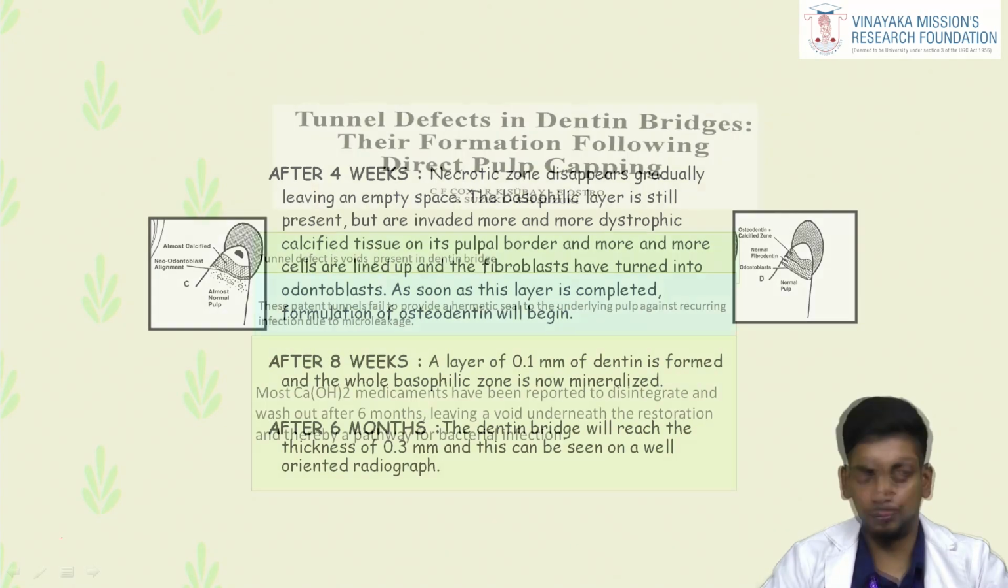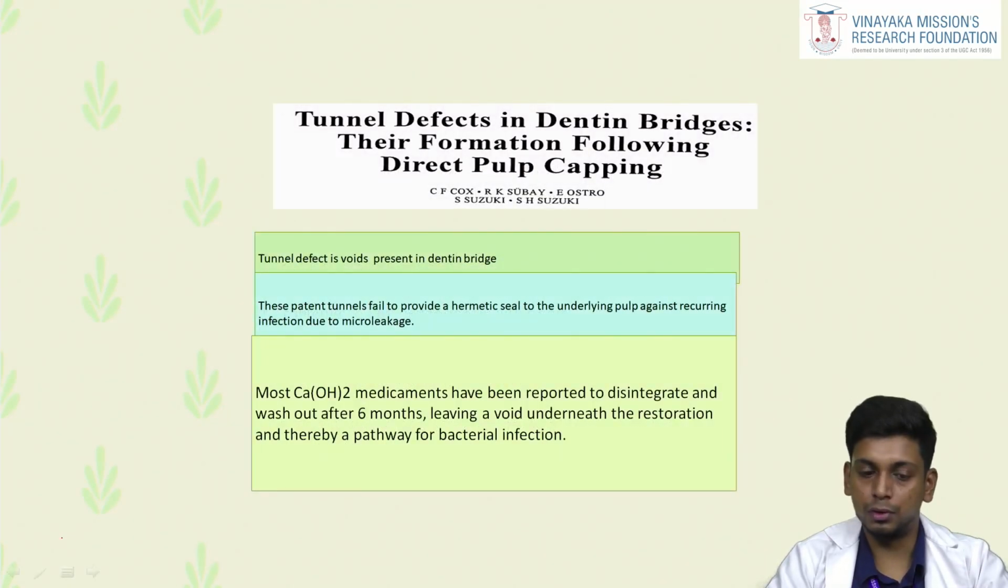an oriented radiograph. So what are the tunnel defects in dental bridges? Tunnel defects are voids present in the dental bridges. These patterned tunnels fail to provide a hermetic seal to the underlying pulp, resulting in infection due to microleakage. Most calcium hydroxide medications have been reported to disintegrate and wash out after 6 months, leaving a void underneath the restoration and thereby a pathway for bacterial infection.